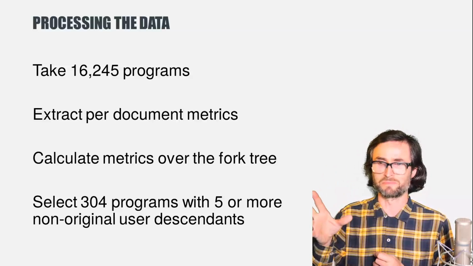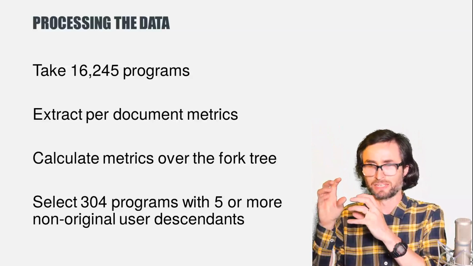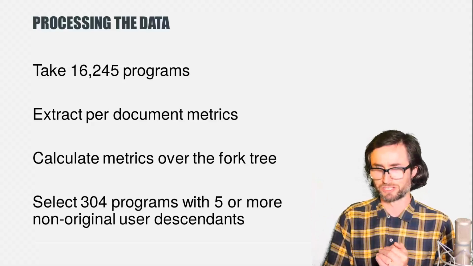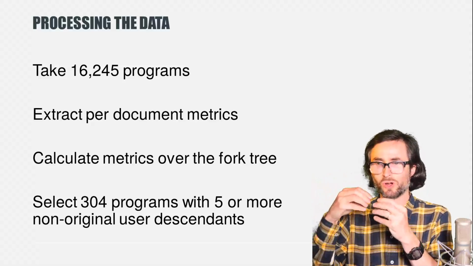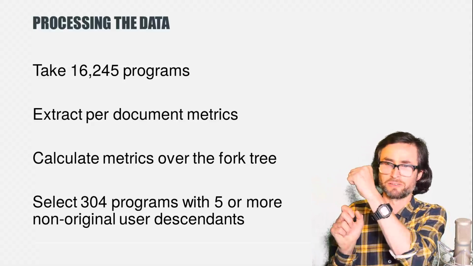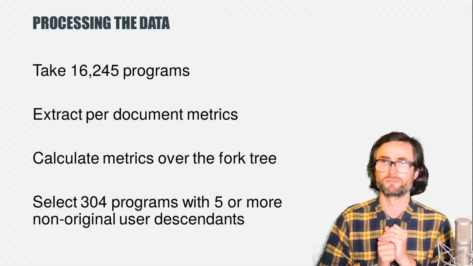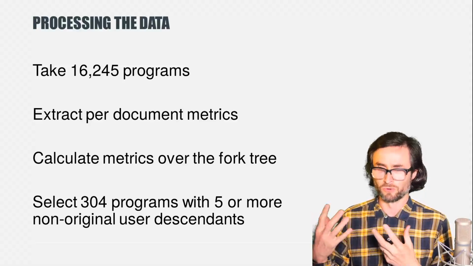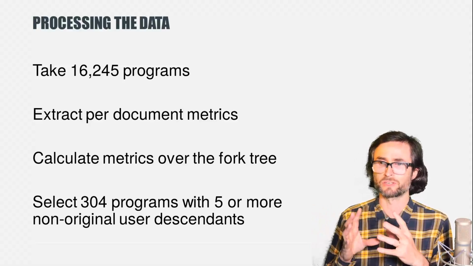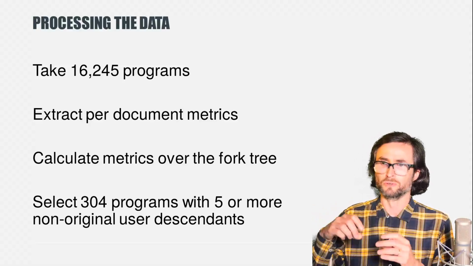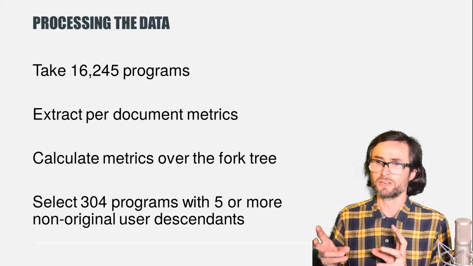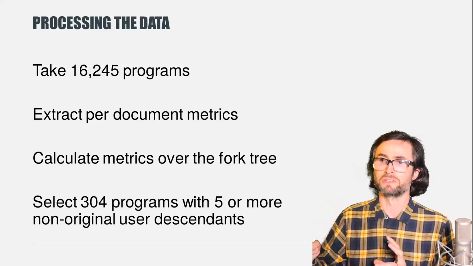So we took the programs, we extracted those metrics I just mentioned for every document, put them in a big spreadsheet, and then we worked through the fork tree for a given document and calculated, from my document down into the fork tree, what were the average metrics over the fork tree. And then that gave us 304 master programs, if you like, which had 5 or more forks by people other than the original user.